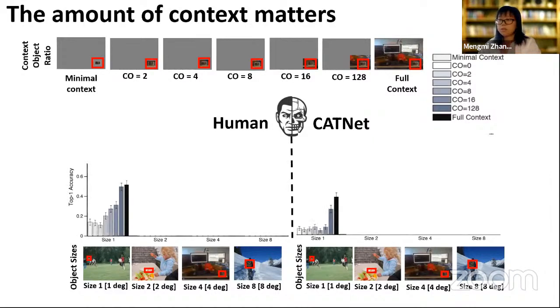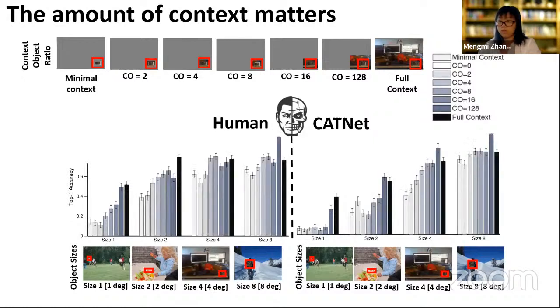For target objects with similar size, the amount of context was important both for humans and for CRTNet. Across all the CO ratios, humans outperform the CRTNet for small object sizes, and CRTNet outperforms humans for the larger object sizes. It's worth noting that CRTNet was never trained or fine-tuned with human psychophysics measurements, and across all the target object sizes, this experiment demonstrates that the contextual quantity can strongly influence the recognition performance.